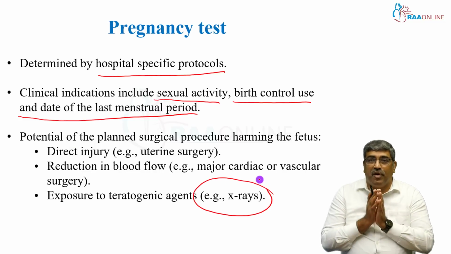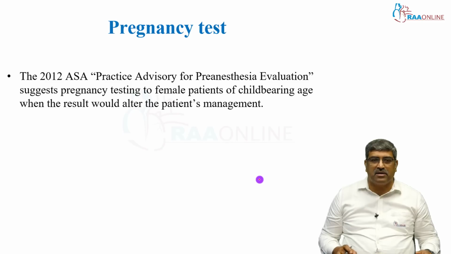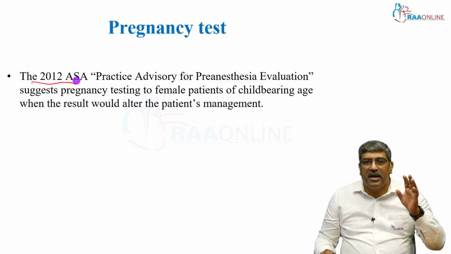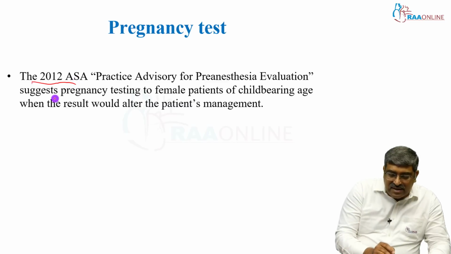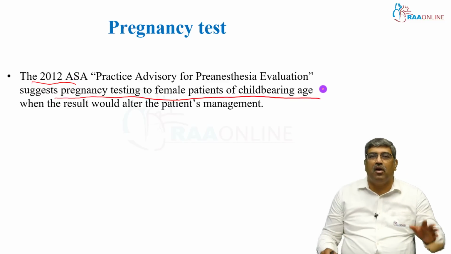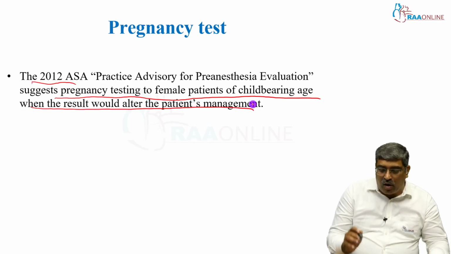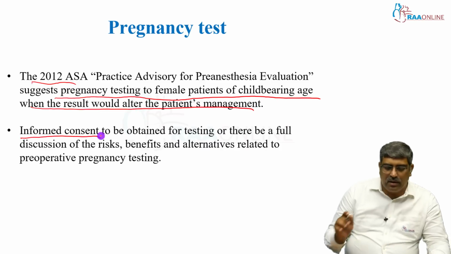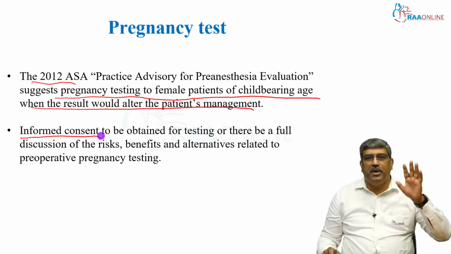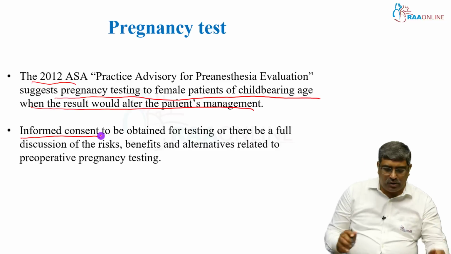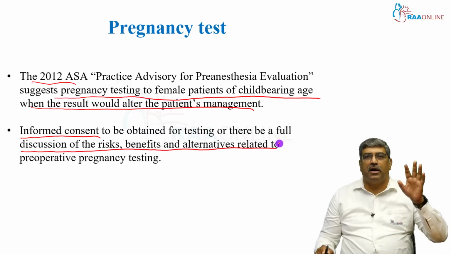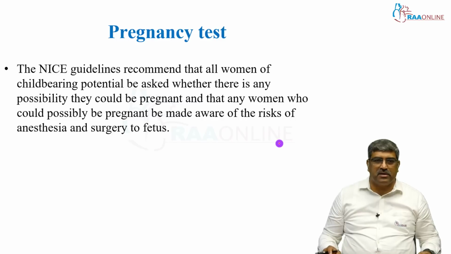These are the cases where you have to do pregnancy testing. The 2012 ASA Practice Advisory for Pre-Anesthesia Evaluation suggests pregnancy testing for female patients of childbearing age when the result could alter patient management. When doing pregnancy testing, informed consent should be obtained, or there should be a full discussion of the risk, benefit and alternatives related to the pregnancy testing.